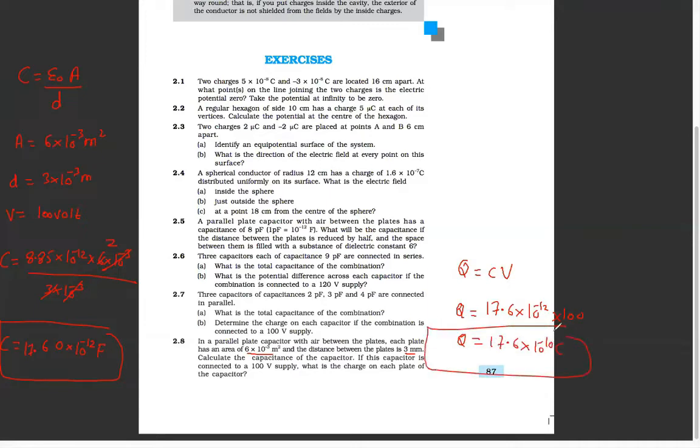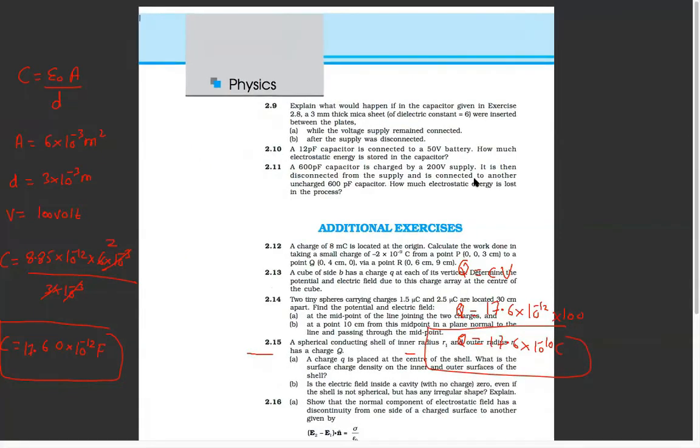Is it clear now? Joanna, Afroza, Fatma? In the same question, in question number 2.8, now calculate 2.9. Calculate the capacity. In 2.9, first calculate the capacity. Part A and B I will solve, but you first calculate the capacity. What would be the capacity after introducing a mica sheet? Answers.